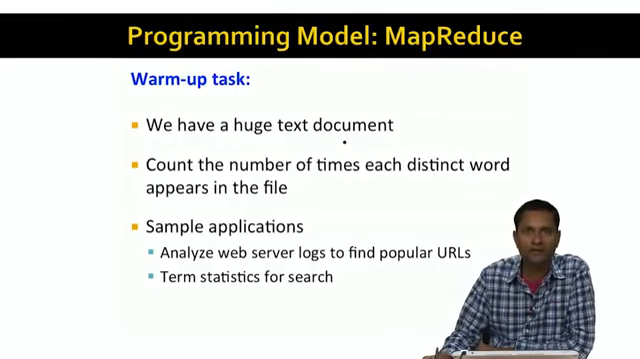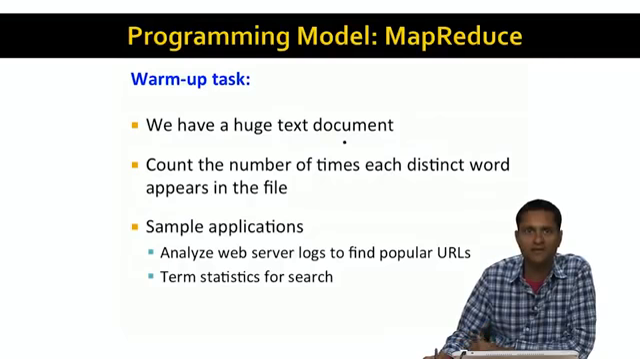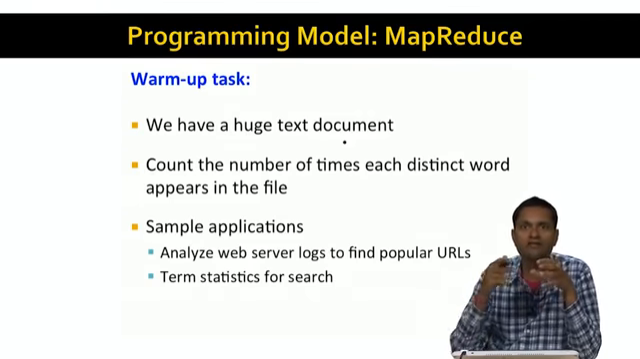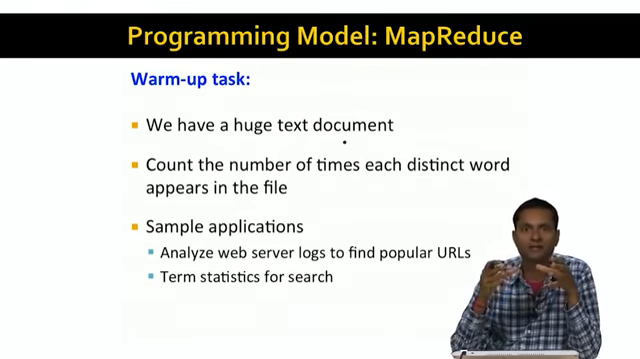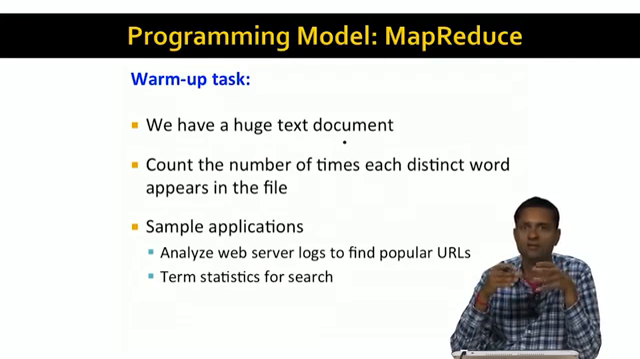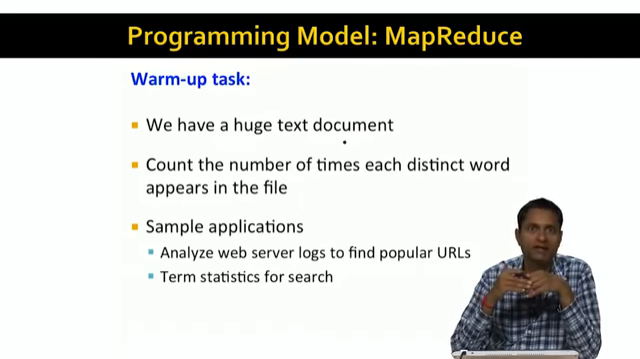So before we look at the actual MapReduce programming model, let's do a warm-up task. Imagine you have a huge text document, maybe terabytes long, and you want to count the number of times each distinct word appears in the file. For example, you may want to find out that the word "the" appears 10 million times and the word "apple" appears 433 times, right?